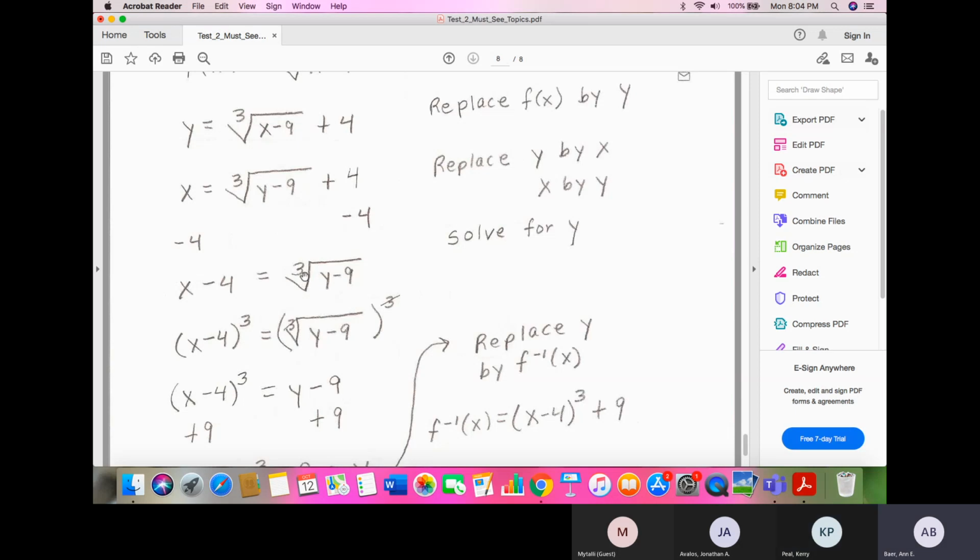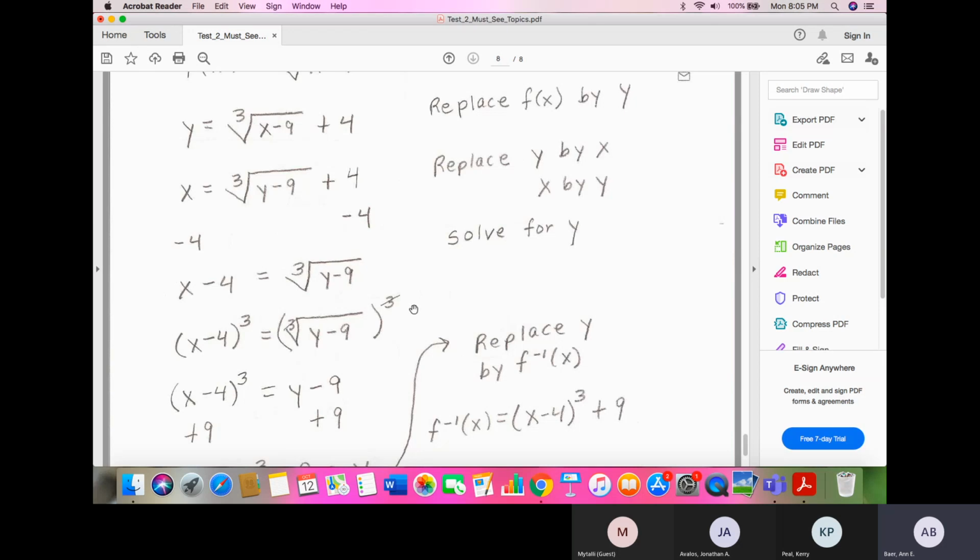So this 3 we write in the v. That's what's called the index. We don't write it in for a square root because we use them so much. We just know that index is a 2. So when you're working a problem like this, think of what the opposite of square rooting is. It's squaring. So the opposite of cube rooting is cubing.